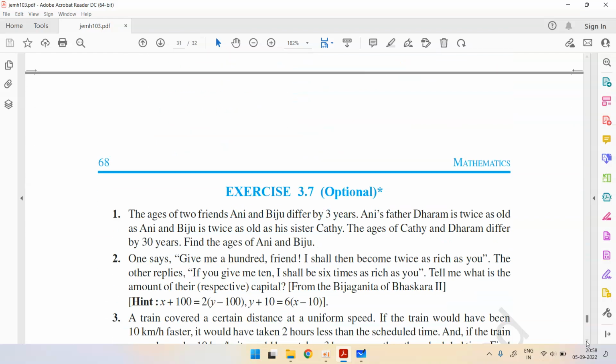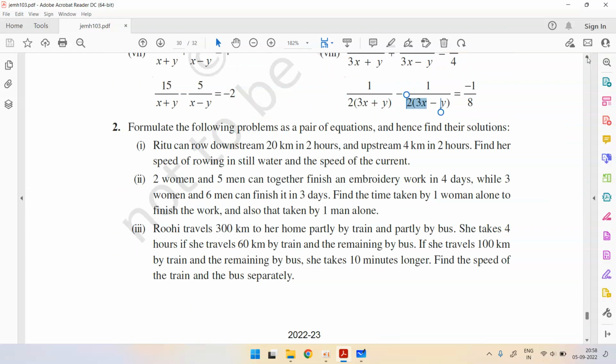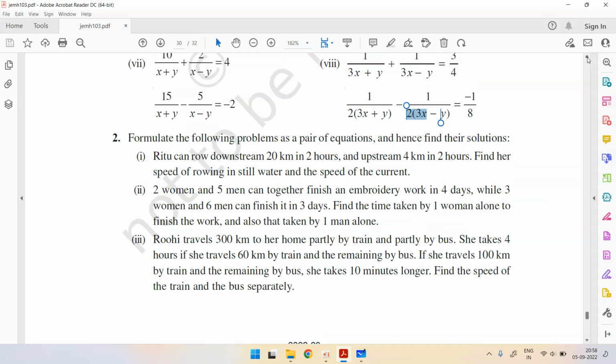Now this next question is question number 2, which has 3 parts. So this first one is: Ritu can row downstream. So I'm taking downstream. You always remember that if you are throwing a ball down, you're just leaving the ball, it will fall with its gravity and the speed with which you are throwing down. So it means this is addition.